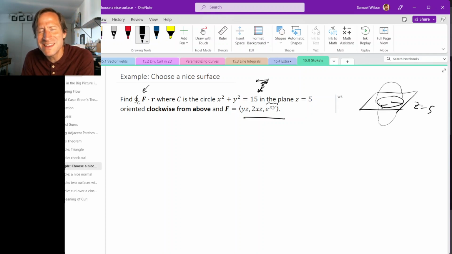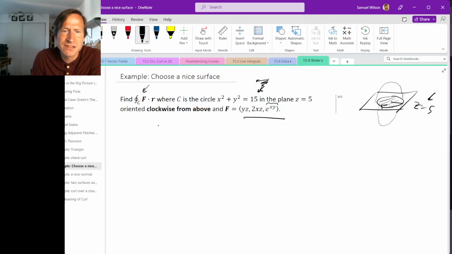So of course you want to make the easiest choice you can, and I think it's pretty clear that since this circle is in this plane, for the surface that this curve bounds, we could just use this disk in the plane. So that's going to be the easiest thing to do. So for our surface, let's use the disk where x squared plus y squared is less than or equal to 15 and z is equal to 5.